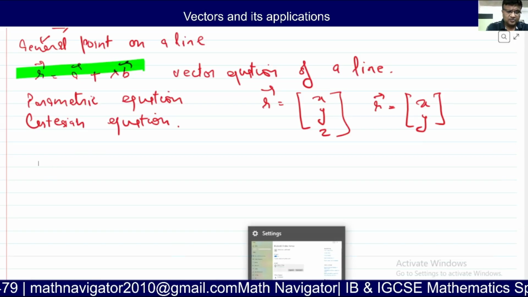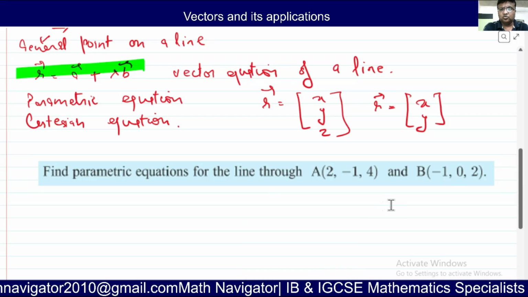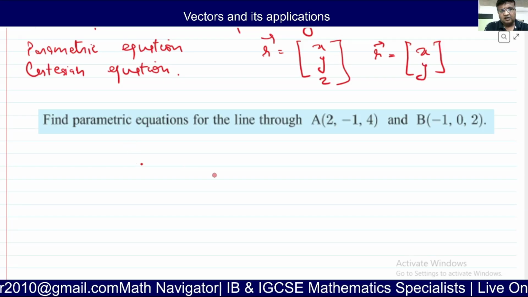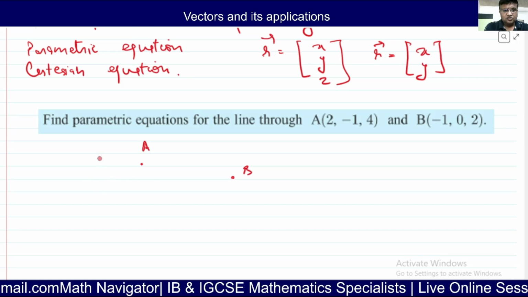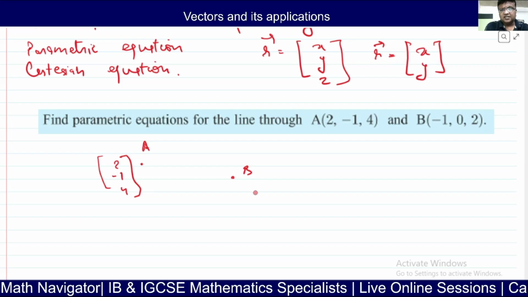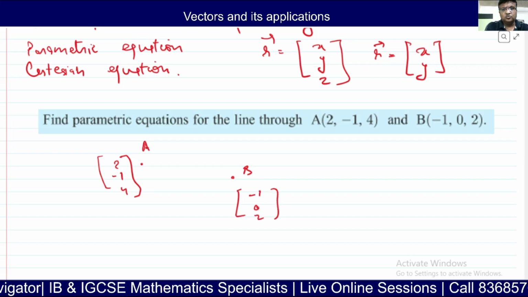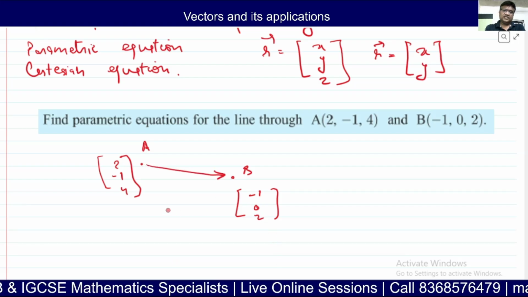So let's say this is my question: find the parametric equation of the line through the two points. That means two points are given to me. Let's call this point A and this point B. Point A is (2, -1, 4) and point B is (-1, 0, 2). So this thing is my line, and I want to find the equation of the line.